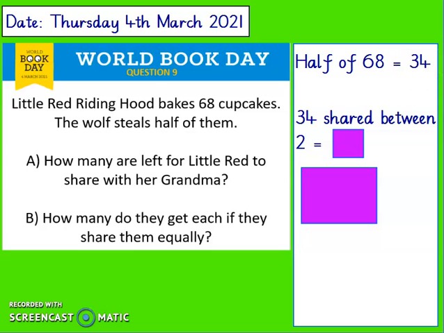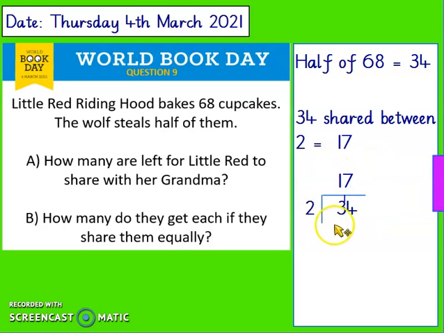Half of 68 is 34. 34 shared between 2 is 17. You could have done that counting in 2s, or you could do a quick little bit of bus stop method.